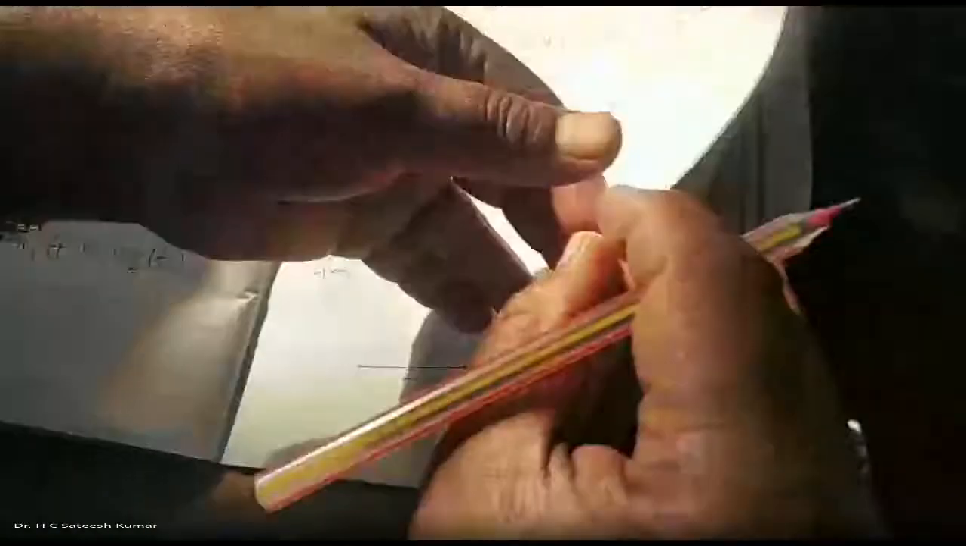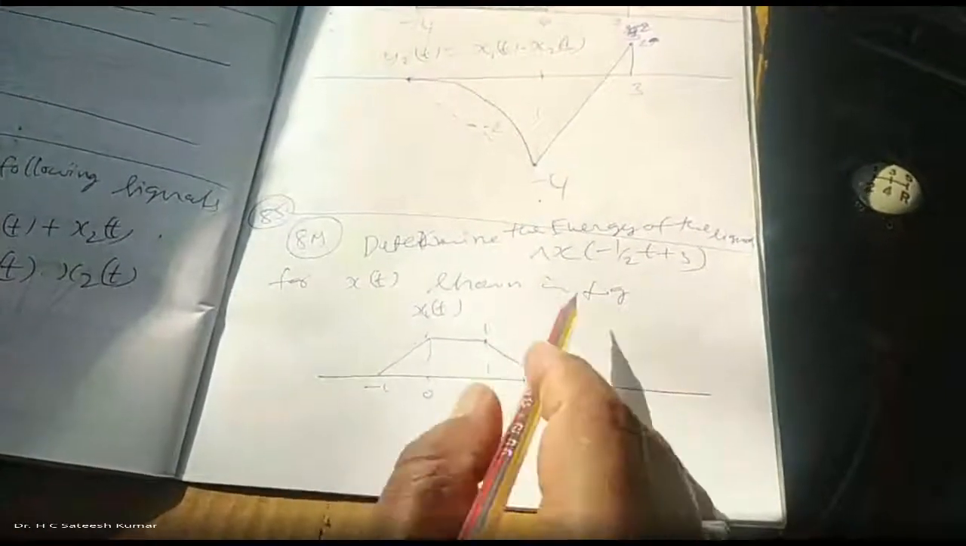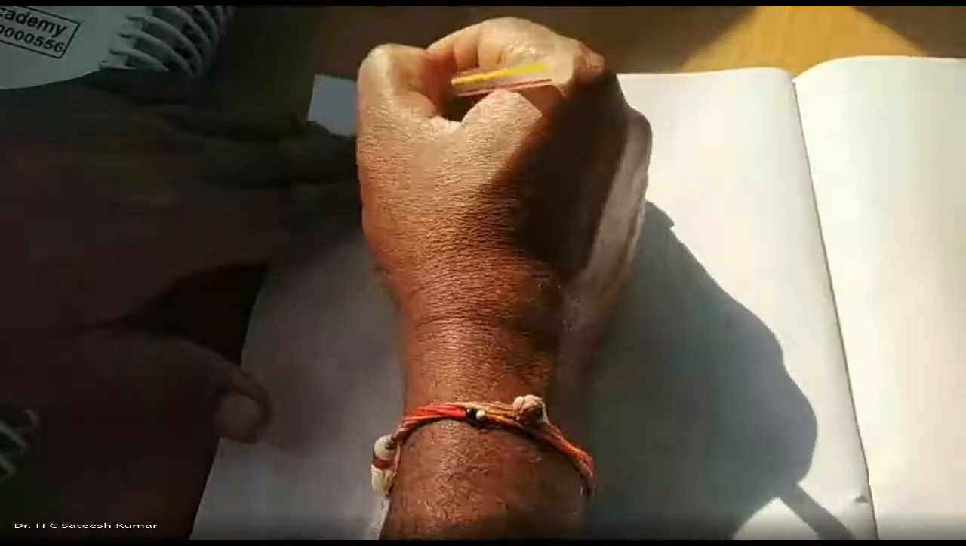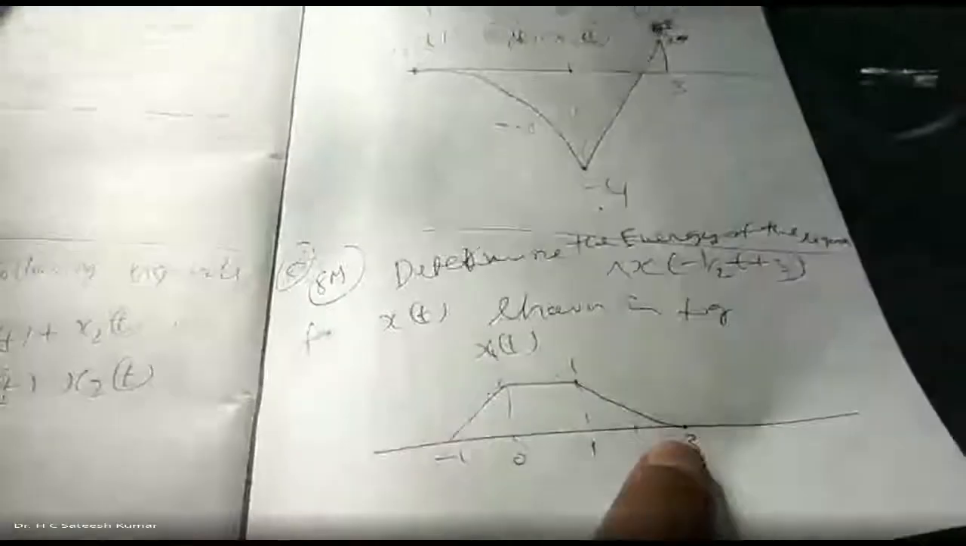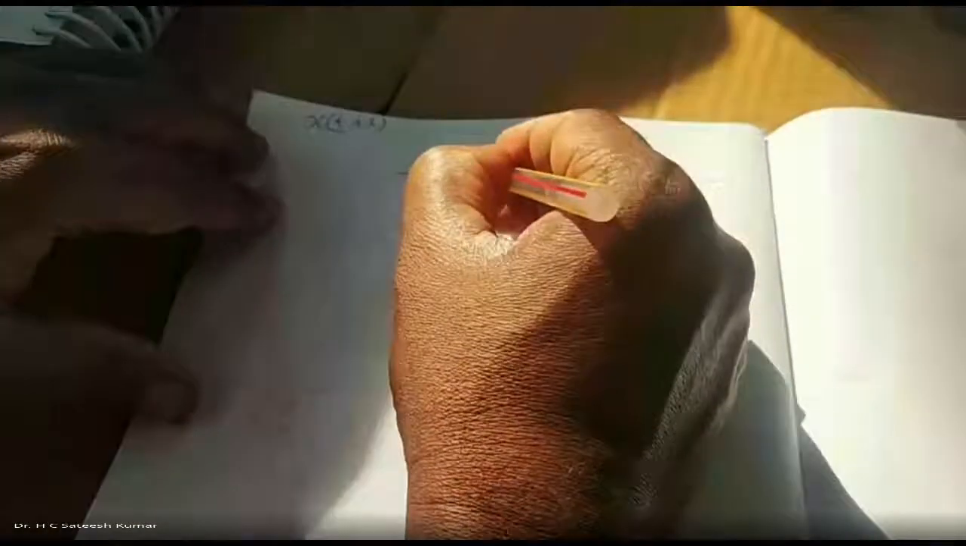How to do it? So first, this is the signal he has given, x of t. Now first we'll have to find out x of minus half t plus 3. Okay, right. So first I will do x of t plus 3. X of t plus 3 means what? Shift left by 3 units. Shift left by 3 units means what? Minus 1 minus 3 will become minus 4. So the signal will go up to minus 4. Okay, right. Next, 0 minus 3 will become minus 3.